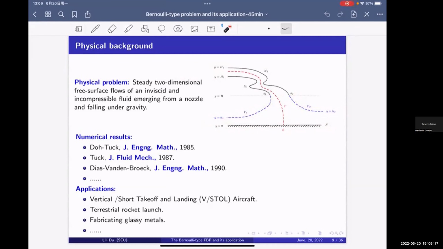There are also many numerical results on the impinging jet flow problems. We don't mention them here.